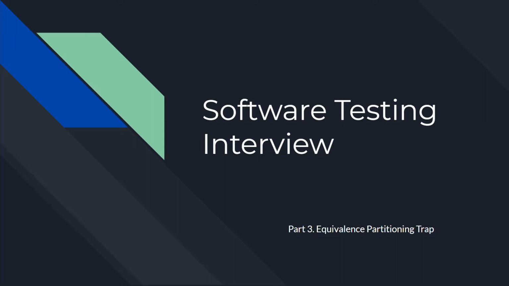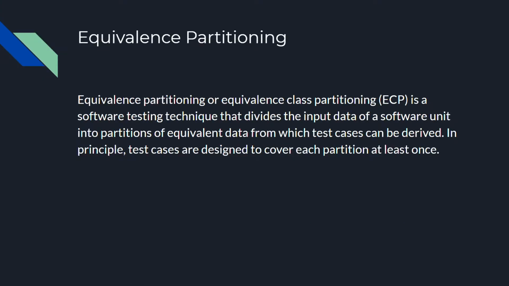So we had part one and part two. This is part three of the software testing interview questions, and I put that as the equivalence partitioning trap. I'm not going to talk much about the trap portion yet. In this video, we're going to cover equivalence partitioning. I don't know if you're familiar with equivalence partitioning in terms of testing strategy. So, here's the definition.